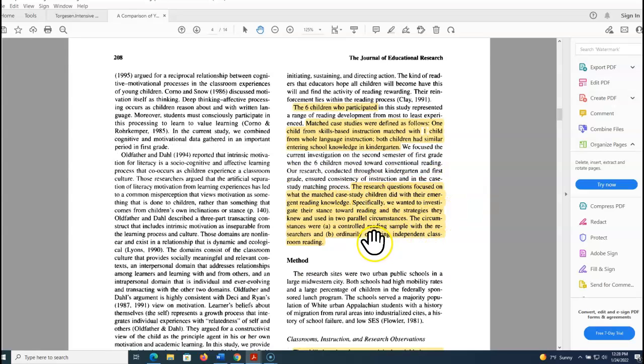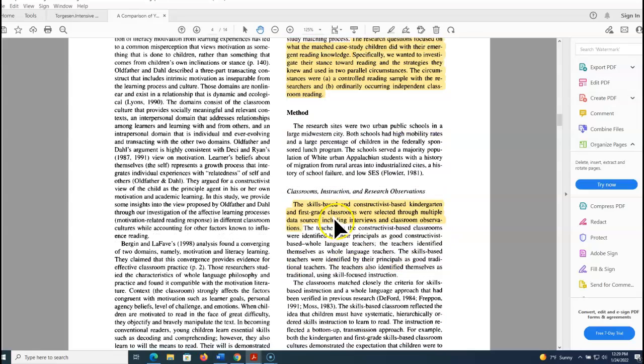The research questions, that's important. Focused on matched case study children, we wanted to investigate their stance towards reading and the strategies they knew and used in 2 parallel circumstances. Circumstances were a controlled reading sample with the researchers and ordinarily occurring independent reading in the classroom. All right, that tells me there's going to be a lot of observation here in understanding this. They did collect some data.